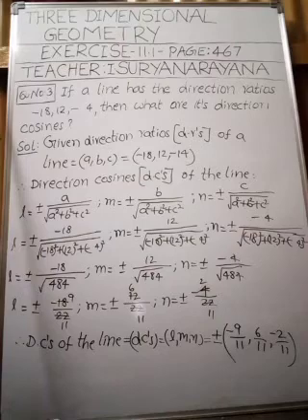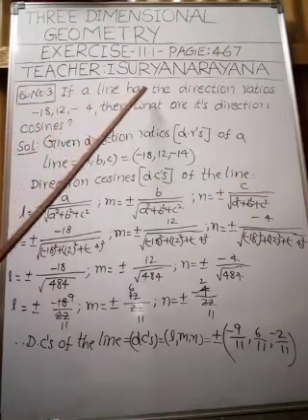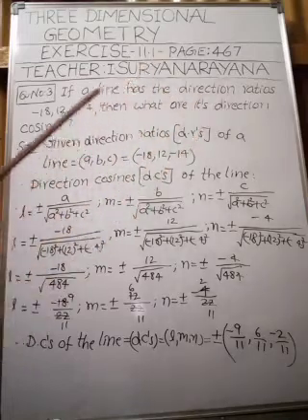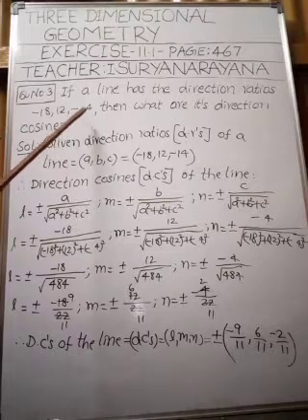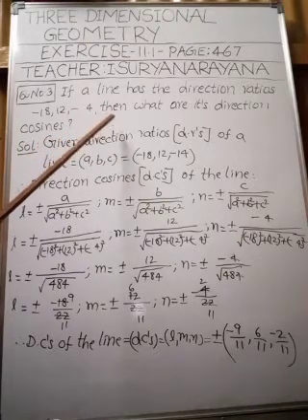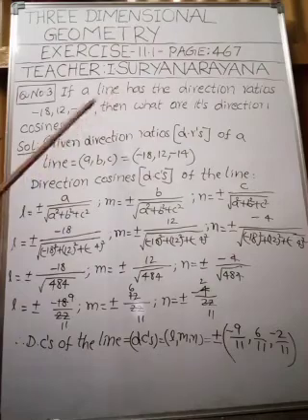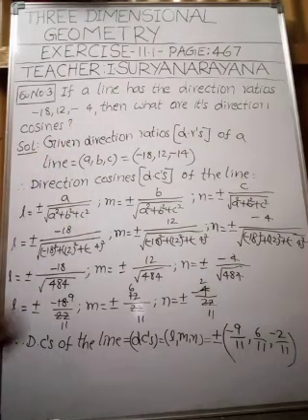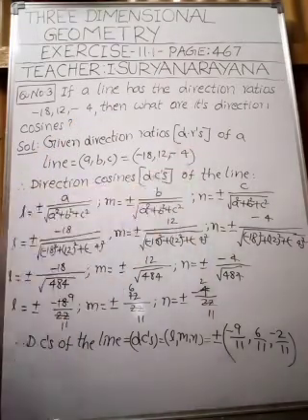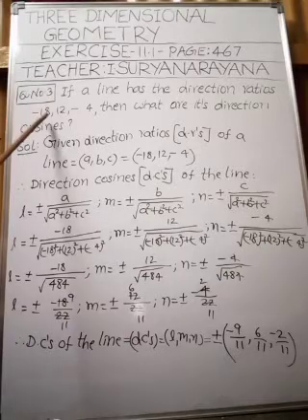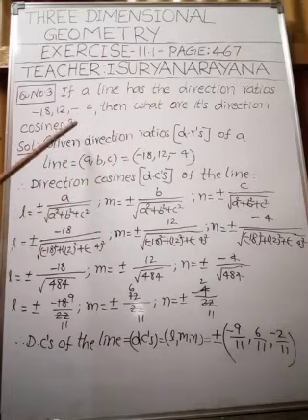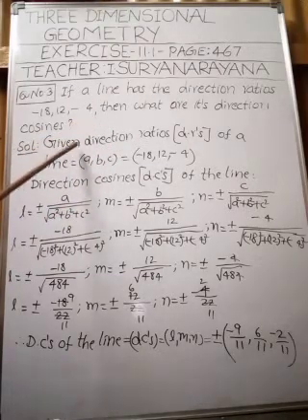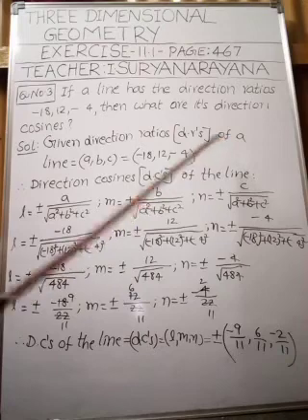Now come to question number 3. Next question. Third question in the exercise. If a line has the direction ratios minus 18, comma, 12, comma, minus 4, then what are its direction cosines? Understood this question, my dear children? Right. Here direction ratios of a line are given. We have to find direction cosines of the line. Okay, my dear children.